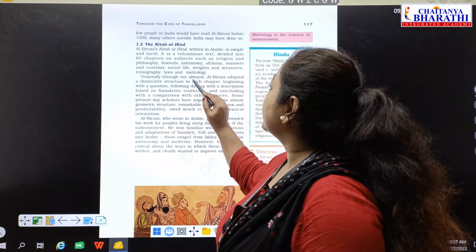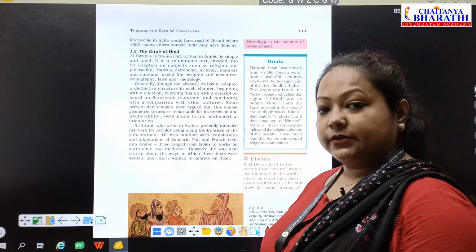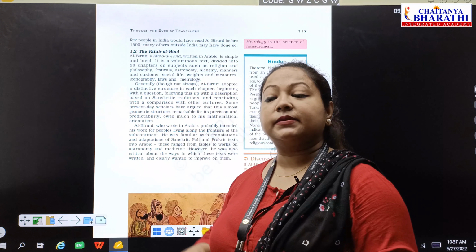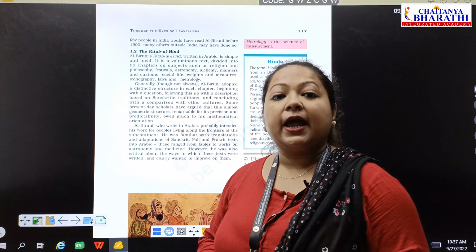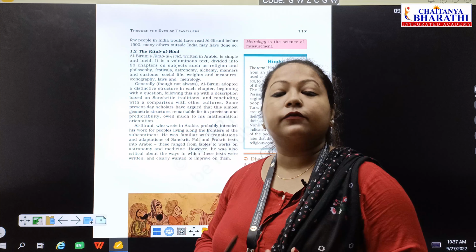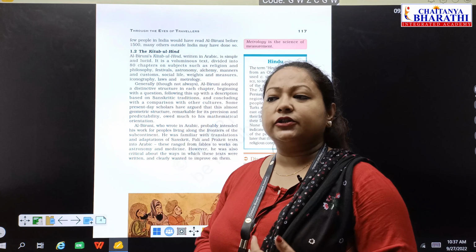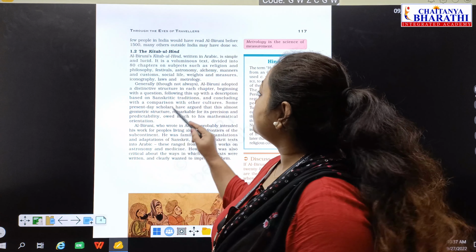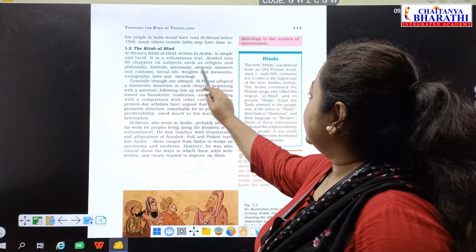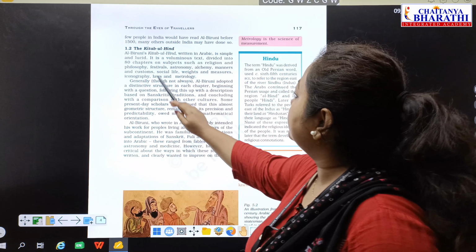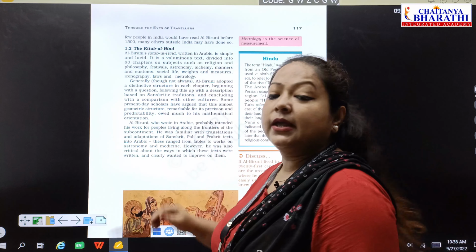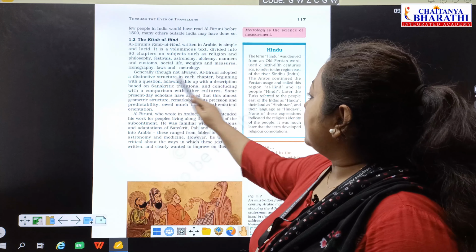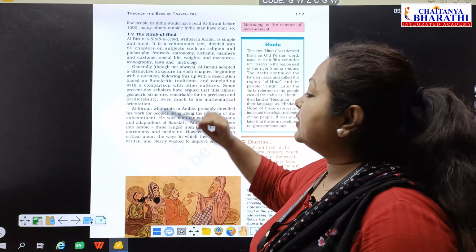It was divided into 80 chapters. That means everything was written in detail, about all the accounts, right from tradition, food, religion, language, culture, customs, everything divided into different groups in different chapters. In his book he wrote about religion, philosophy, festivals, astronomy, alchemy, customs, medicines, everything. He also adopted a distinctive structure in each chapter, beginning with a question.